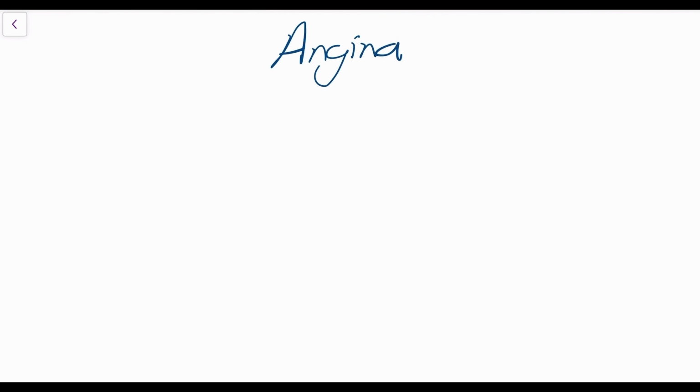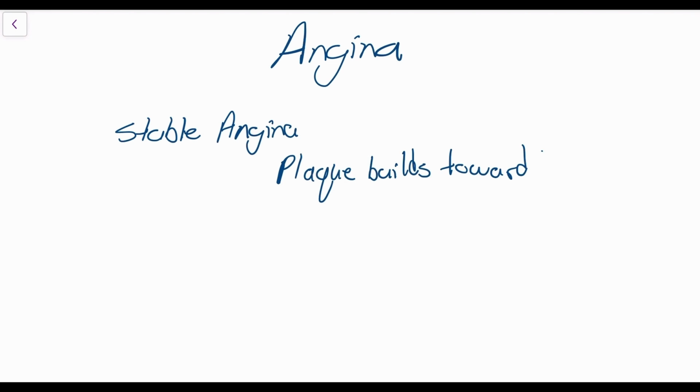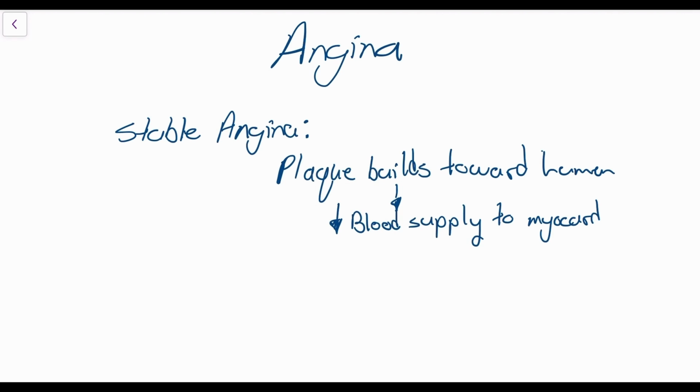Now we can start talking about angina. There are two types of angina, stable and unstable. Stable angina occurs when atherosclerosis develops and plaque builds towards the lumen. This leads to a reduction of blood supply to myocardial tissue. However, there is enough to meet demands while at rest.